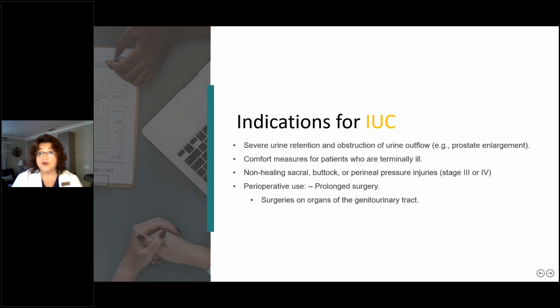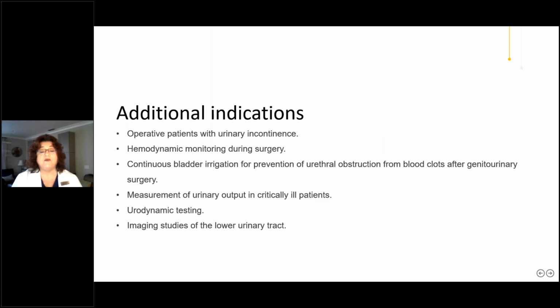Perioperative use, prolonged surgery, they may leave them in a little bit longer, and surgeries on the organs of the genitourinary tract. They usually will have a catheter in for that as well. There's also operative patients with urinary incontinence that they want to keep that urine from getting all over everything that they're working on. Hemodynamic monitoring during surgery, that's important, and continuous bladder irrigation after any type of genitourinary surgery that you may have blood clots. So they'll usually use that catheter for irrigation to maintain the patency.